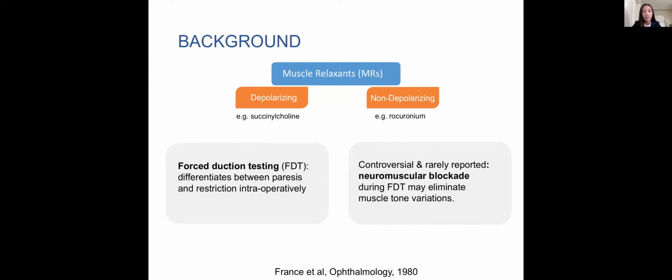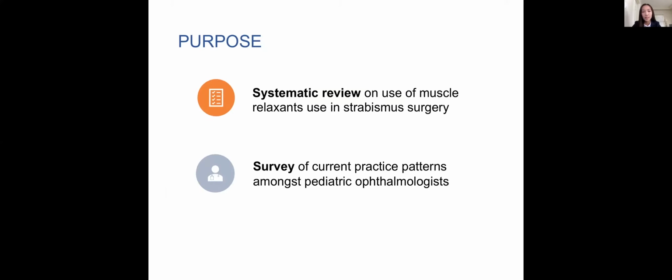Some anesthesia textbooks have historically advocated for their use during FDT to eliminate the effects of variation in muscle tone caused by the varying depths of anesthesia. However, there are very few reports regarding this, and the use is actually quite controversial. The purpose of our study was twofold: to first conduct a systematic review on this topic, and also to evaluate the current practice patterns of pediatric ophthalmologists in Canada and the US primarily on their use.